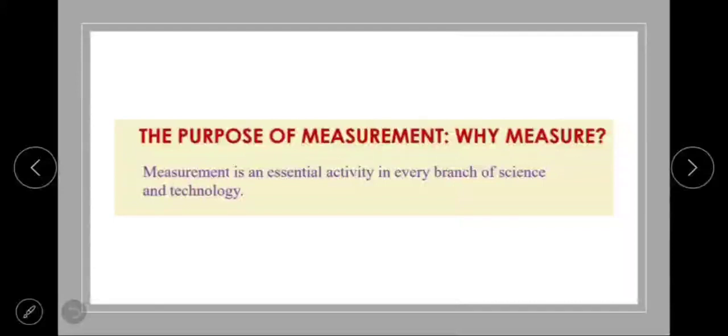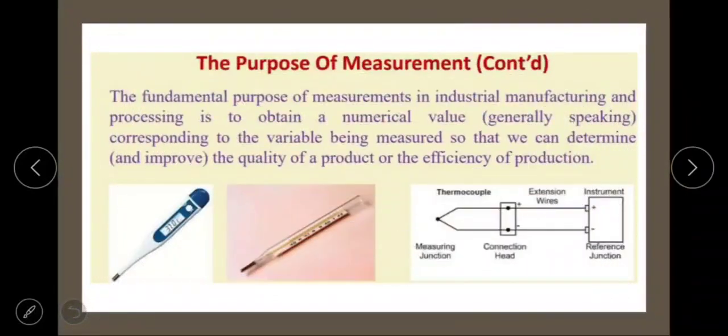Now let us move to the next slide. The purpose of measurement. Why do we measure? Measurement is an essential activity in every branch of science and technology. This we have already discussed. The fundamental purpose of measurement in industrial manufacturing and processing is to obtain a numerical value corresponding to a variable being measured, so that we can determine the quality of a product or the efficiency of production. So to improve the quality of the product in manufacturing, measurement is very necessary.